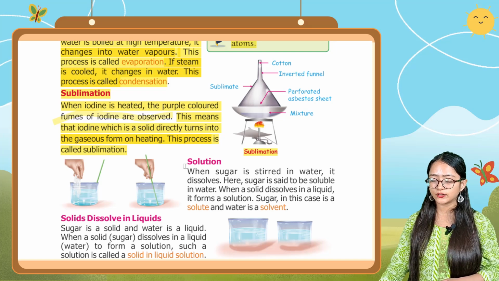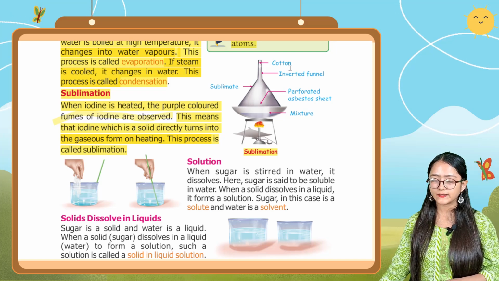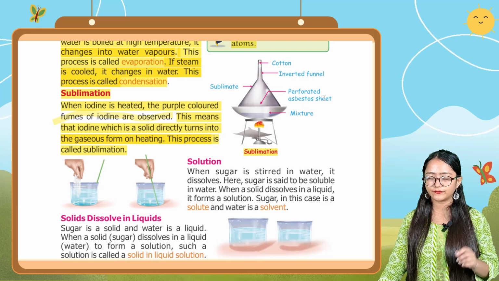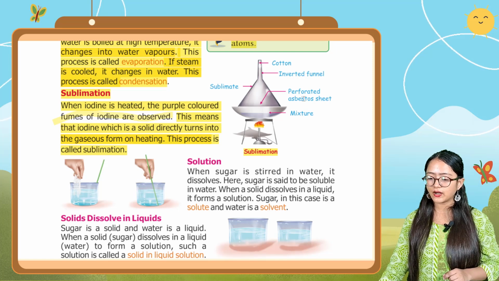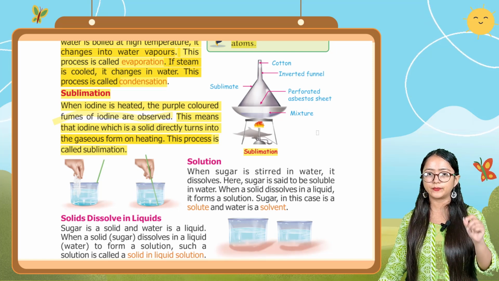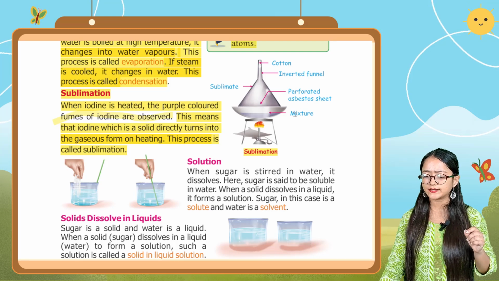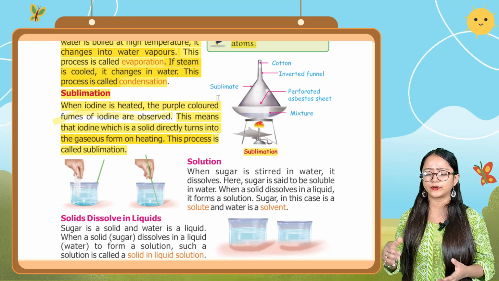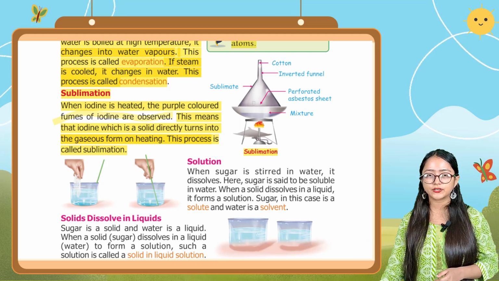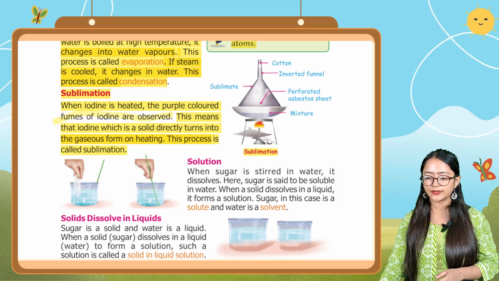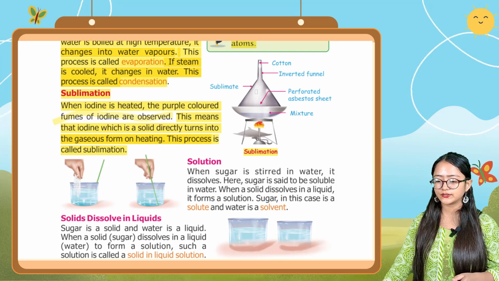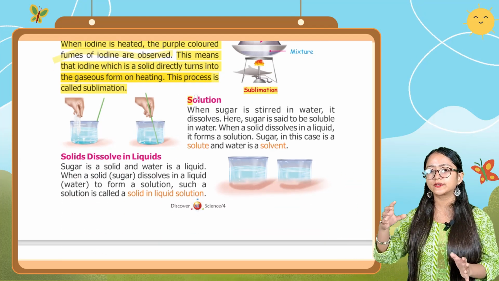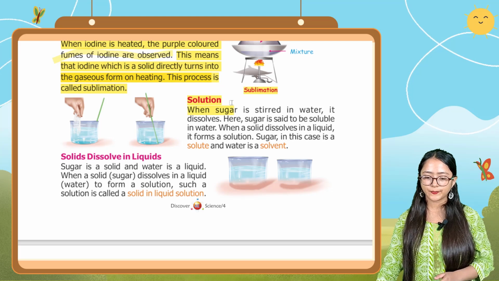In this figure also you can see the sublimation process. Here you can see cotton, an inverted funnel, and a perforated asbestos sheet. There is also a mixture given, and a sublimate. Here the solid turns into the gaseous form, fumes are forming, so it is performing the process of sublimation. Now we are going to see about solution.